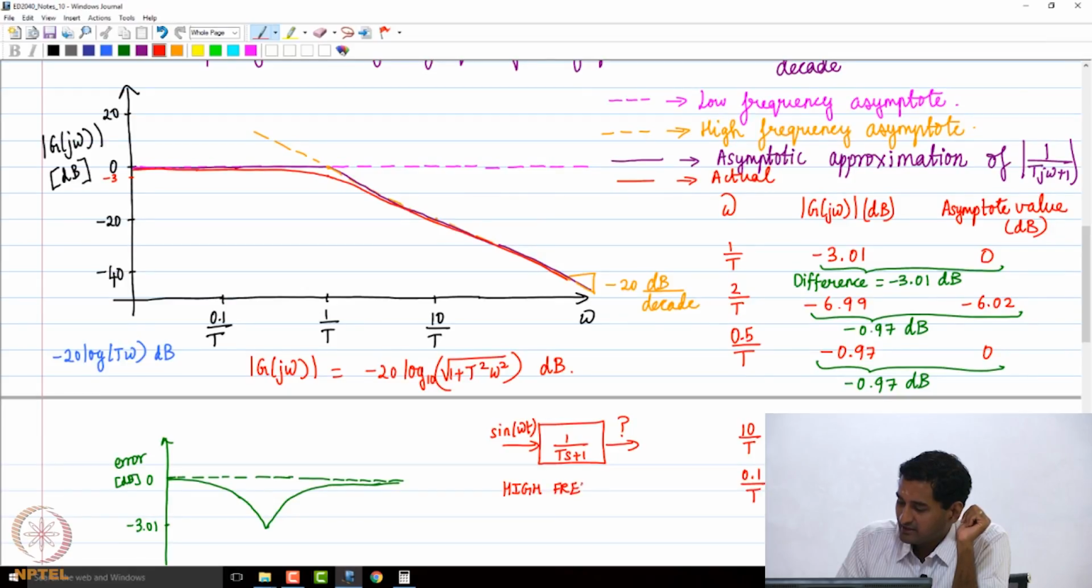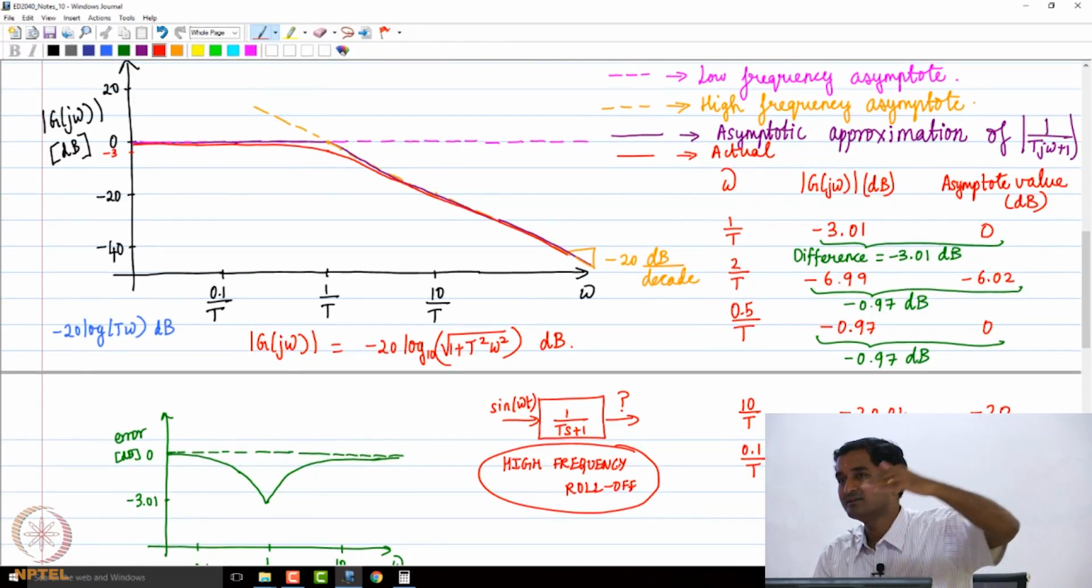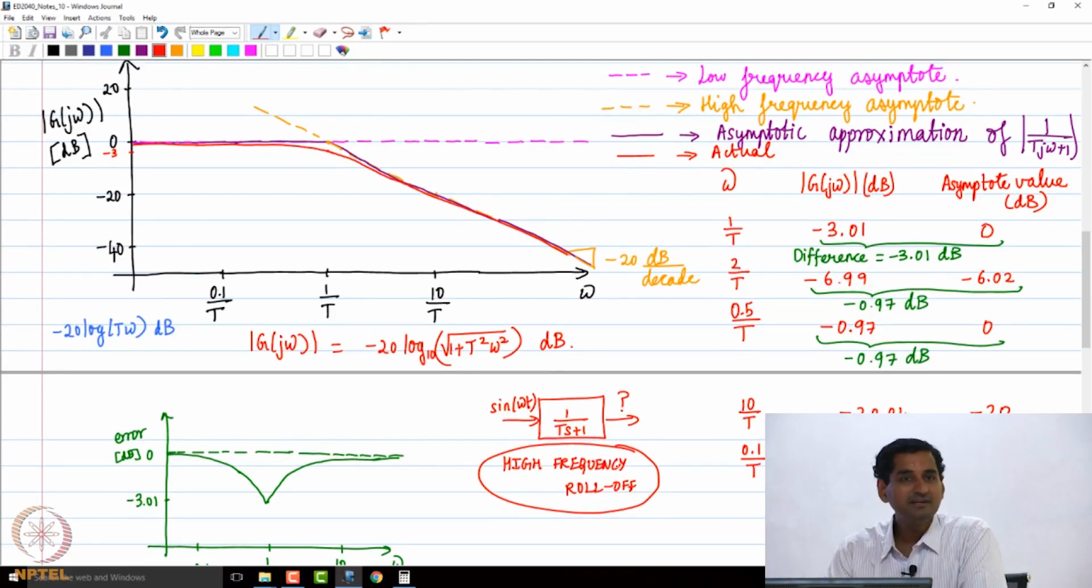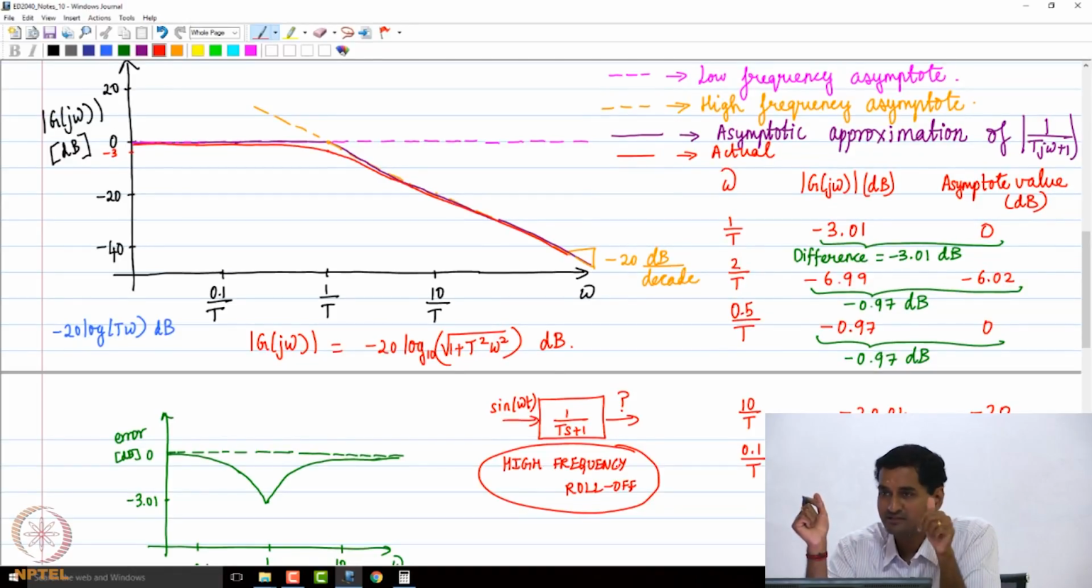So what people call high frequency roll off is just a term which one may encounter in frequency domain analysis. It indicates at what rate my magnitude curve is dropping at high frequency. For example, here the high frequency roll off is minus 20 decibels per decade, for the first order factor that we have plotted. As frequency keeps on increasing, the rate at which the curve is going down is minus 20 decibels per decade. That's a slope. That's what is called high frequency roll off.